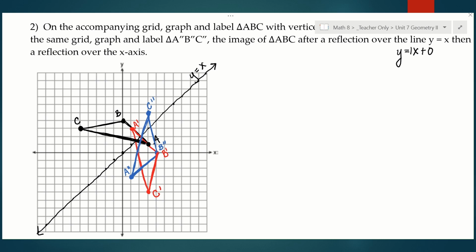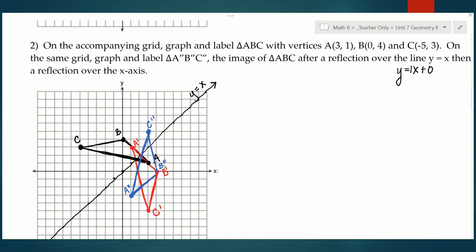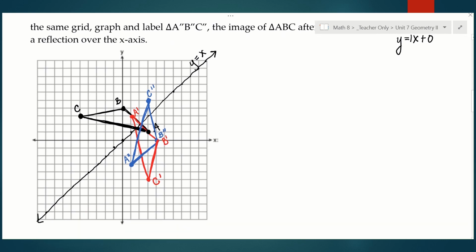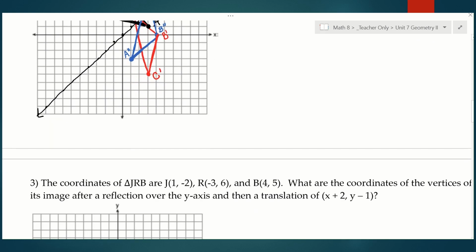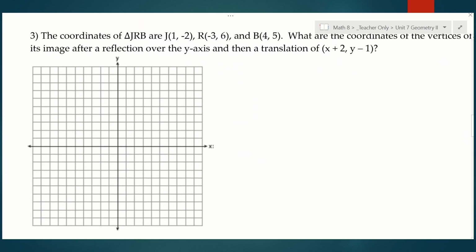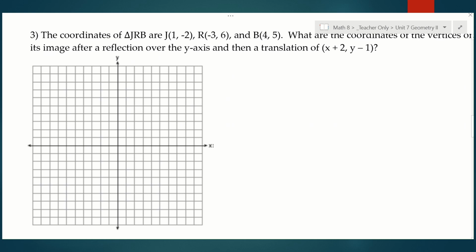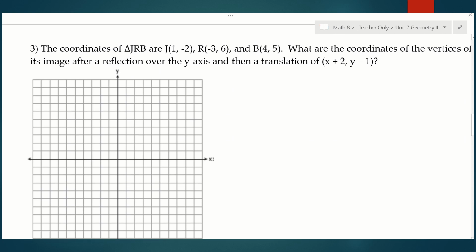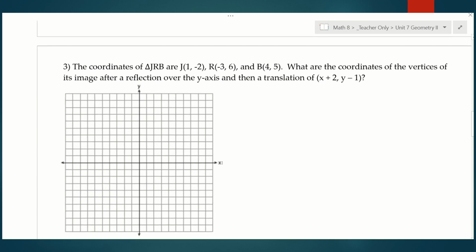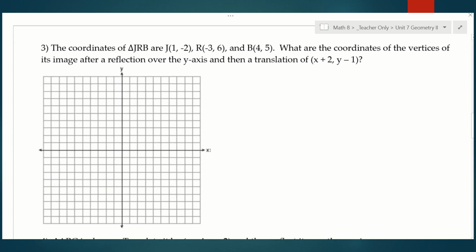Okay, so going back, what does it want us to do? Oh, we don't have to write any points down? Okay, move on then. Okay, for number 3, we have the coordinates of triangle JRB as follows. What are the coordinates of the vertices of its image after a reflection over the y-axis and then a translation of x plus 2, y minus 1? Okay, so go ahead, plot the triangle JRB.